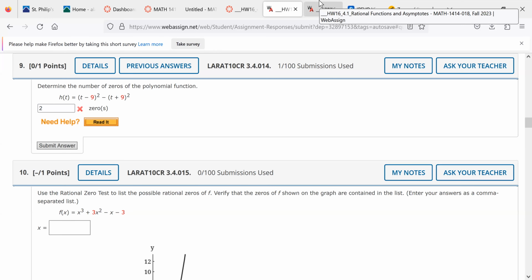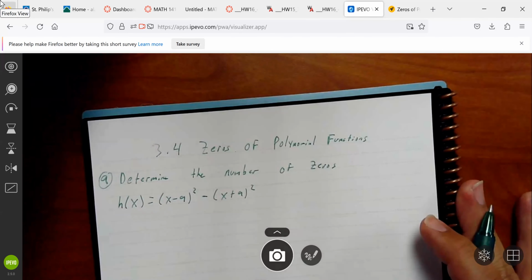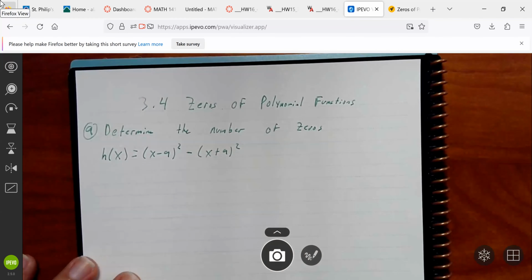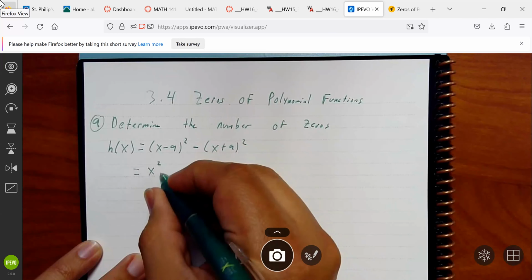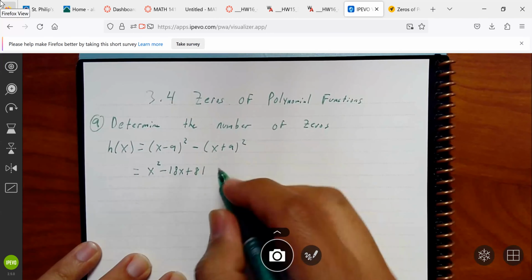Turn number of zeros for h. I'm gonna use x just because my t's look stupid. All right, let me switch back. So basically expand this. Multiply these 2 times and you're gonna get x squared, x times 9, it's gonna be minus 18x plus 81. Expand this one. Then we'll leave this one in parentheses because there's a minus in front.